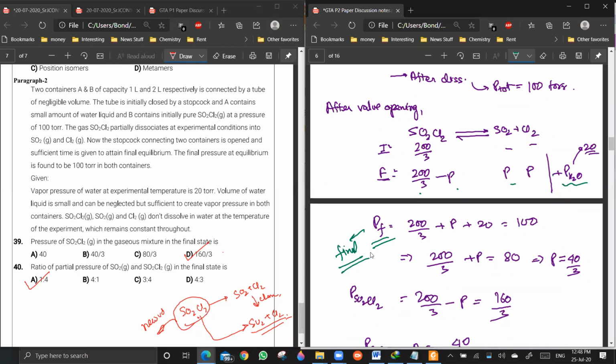It will be how much? 200 by 3 minus P. This whole thing will be 200 by 3 plus P, and plus the vapor pressure of water is always there as 20. This total is equal to 100 torr. Are you getting my point? Yes, sir. If it is like this, then the value of P will come out to be 40 by 3.